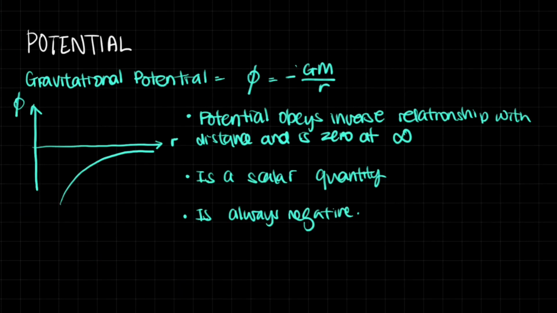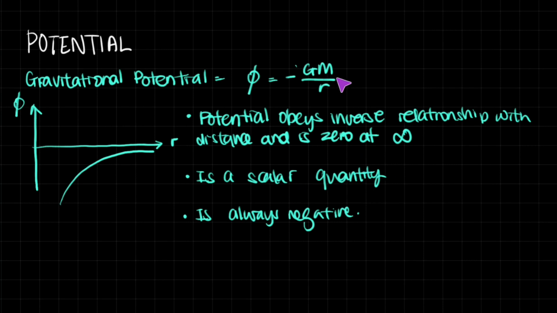So gravitational potential. This is denoted by the Greek letter phi. And we have gravitational potential is negative the constant times the mass that is producing the field divided by the separation. So the potential obeys an inverse relationship with distance and is zero at infinity. And as for potential, we're talking about the energy per mass of a certain object in this field. And so it is a scalar quantity because this is energy.